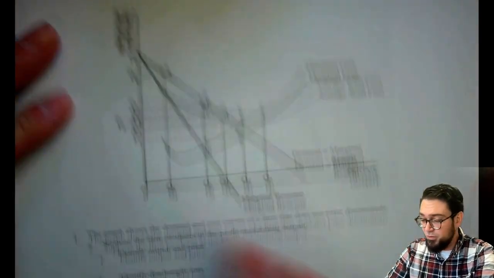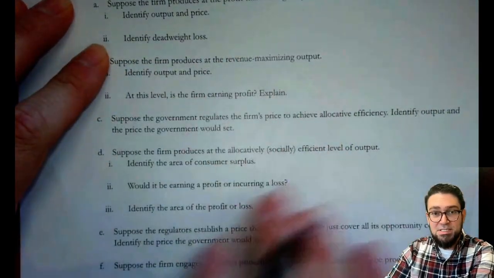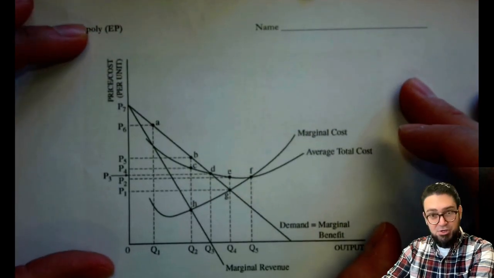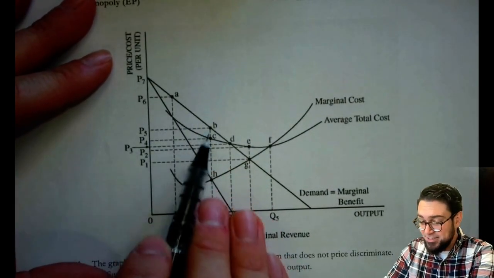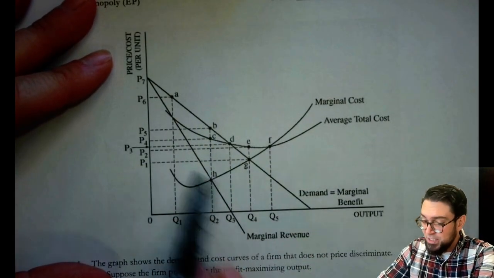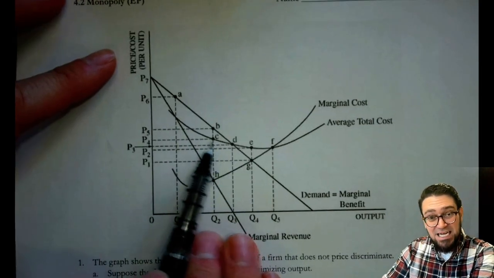Okay, so this is all one great big problem, and there's a bunch of little specific questions on the page that we're going to answer using this monster-looking graph. The first thing to know about this graph is that these letters, A, B, C, D, E, F, G, H, all of them represent points inside the graph.